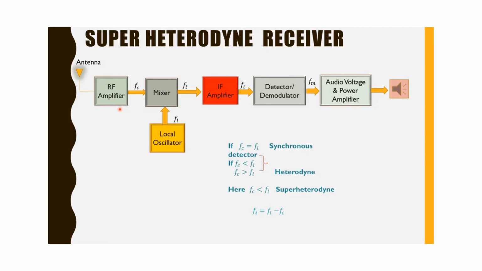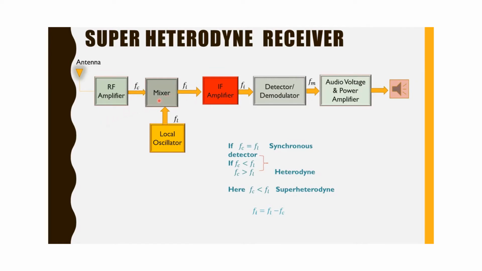Second purpose of RF amplifier is to provide better sensitivity by increasing signal to noise ratio. So RF amplifier increases signal to noise ratio, and by increasing signal to noise ratio, it increases sensitivity of circuit. And third purpose of RF amplifier is to reject unwanted signal. So if any unwanted signal is there at the input to RF amplifier, it will reject that unwanted signal.